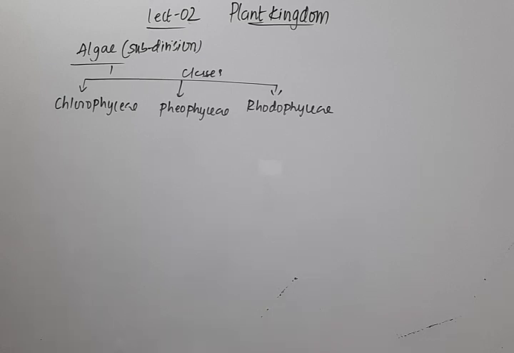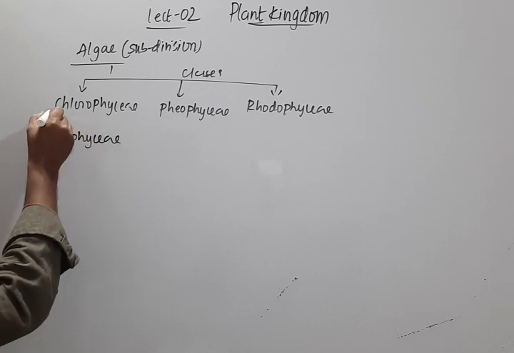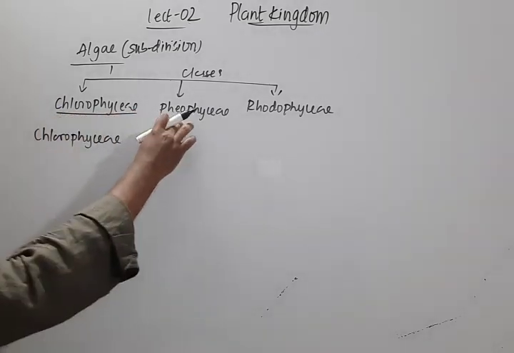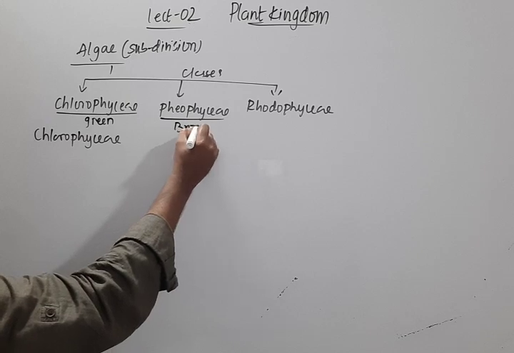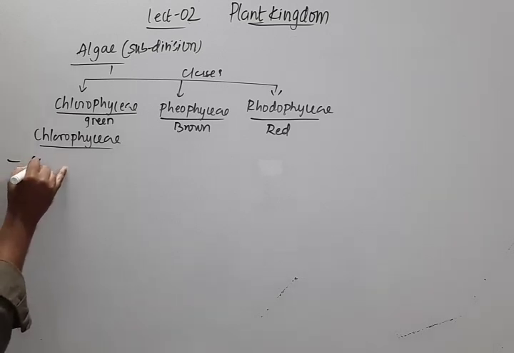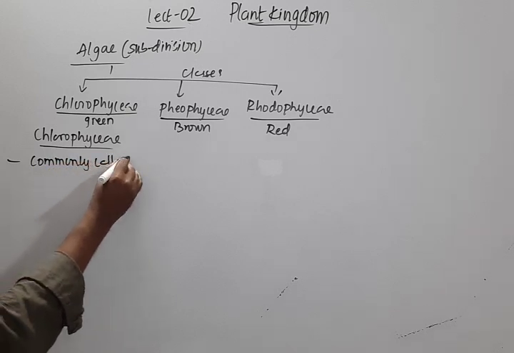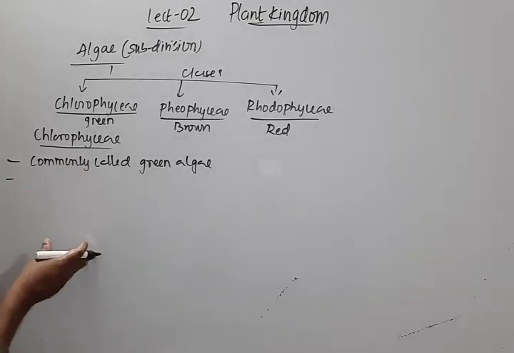Right, so let's see the first one, Chlorophyceae. Of course these are green algae, brown algae and red algae. First we'll see about this group, Chlorophyceae. As I told, the members, whatever species we have included under the Chlorophyceae, are commonly called green algae.